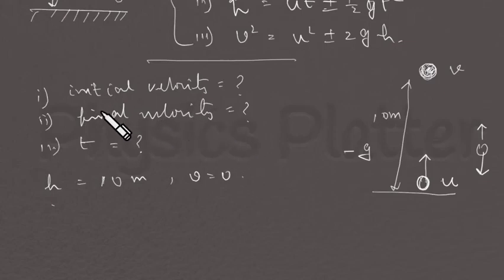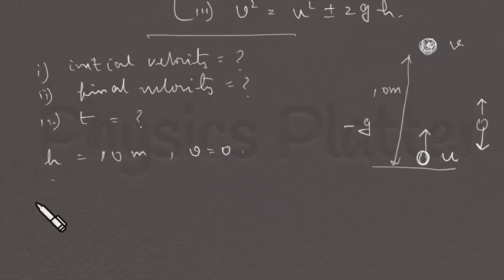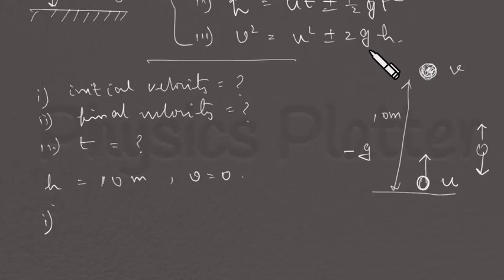So this is already the answer to the second question, which is the final velocity of the particle, v equals 0. For the first question, the initial velocity u, we know the final velocity v equals 0. We don't know the time yet, we will find the time. So before that we will apply the equation where there is no time, because we don't know the time yet. So we will apply the third equation, where there is no time.